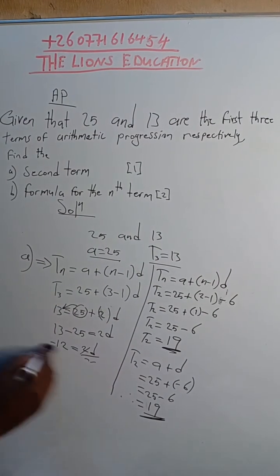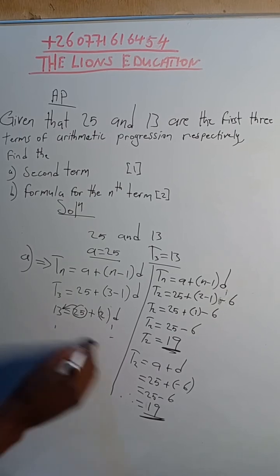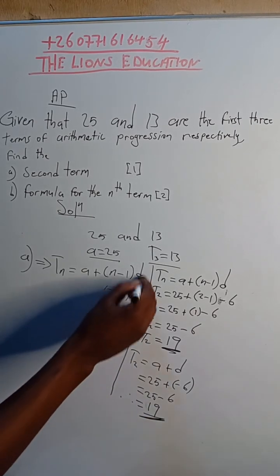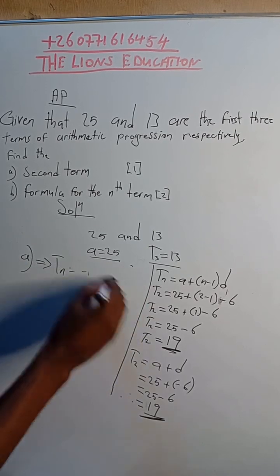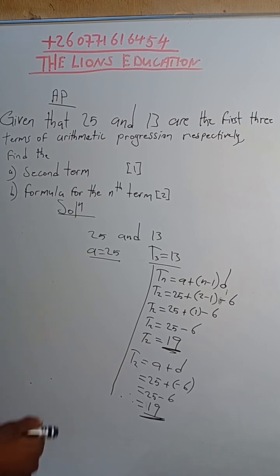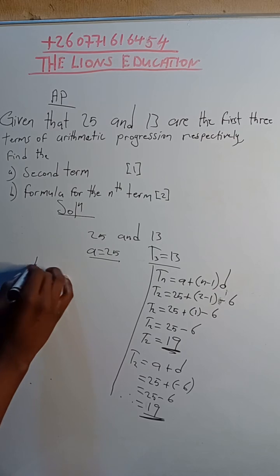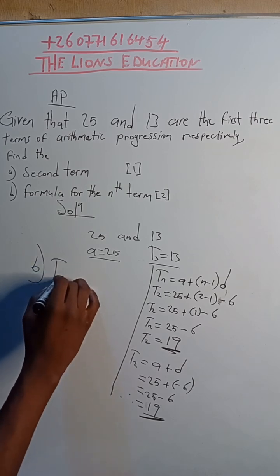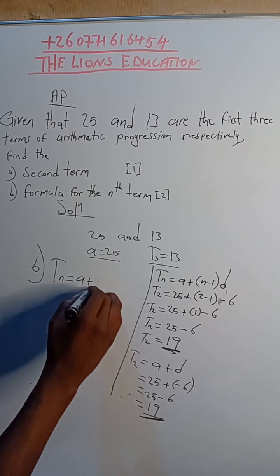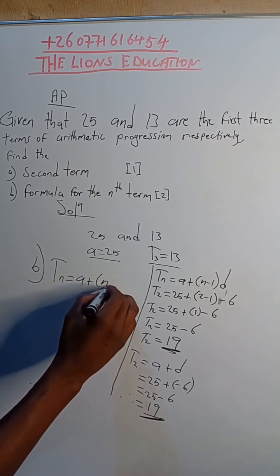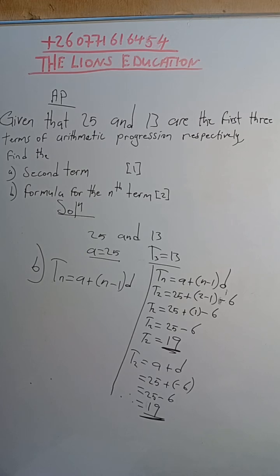Let me just erase here. So that we find the last one. So this one is the answer for A. Now for B, the formula for the nth term. So we're going to use the same general formula. Tn is equal to A plus, open bracket, n minus 1, d.